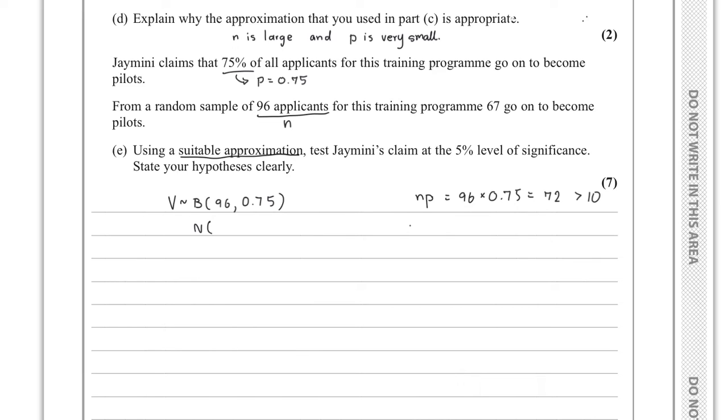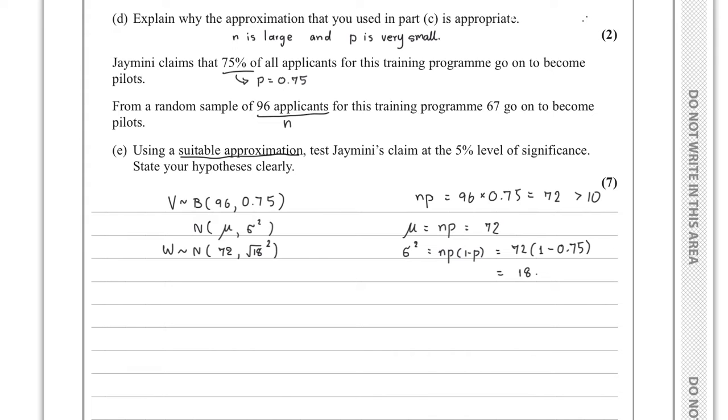To use normal approximation to approximate binomial distribution, we have to find mu and variance here. So mu can be found by using NP, which is 72 in this case, and variance is NP times 1 minus P, which is 72 times 1 minus 0.75, and the answer is 18. That's normal approximation: 72 and square root 18 squared, that's variance. Let this random variable be W.